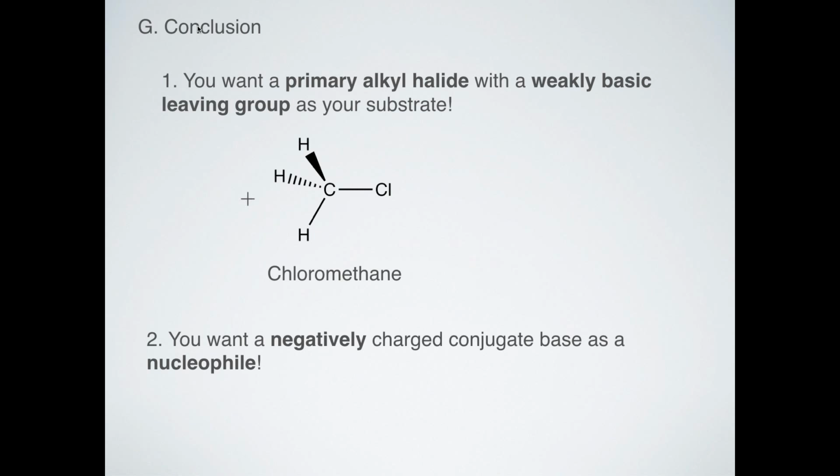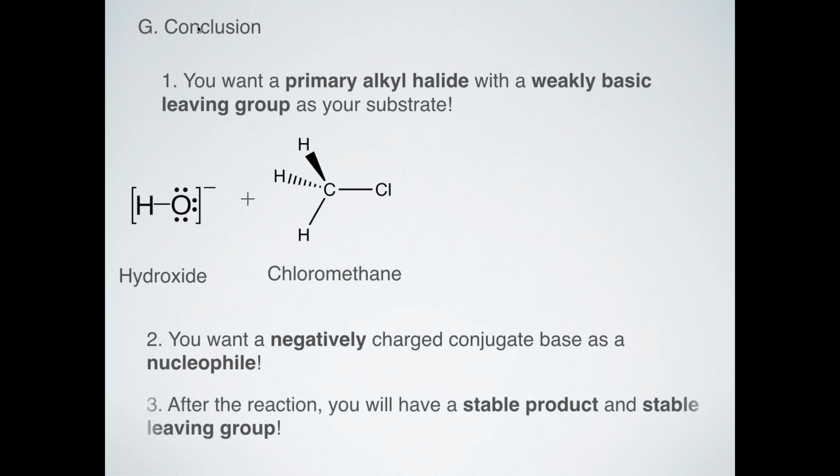So a good example of that, let's add hydroxide. Look at how many lone pairs of electrons it has, and it's negative. When you do your reaction, you want to have a stable product and a stable leaving group. So what would be your product of this? Notice the O would get super, super close to the carbon. It would start to form a bond, and then the chloride would end up giving up and popping off as a leaving group. So you end up making methanol.